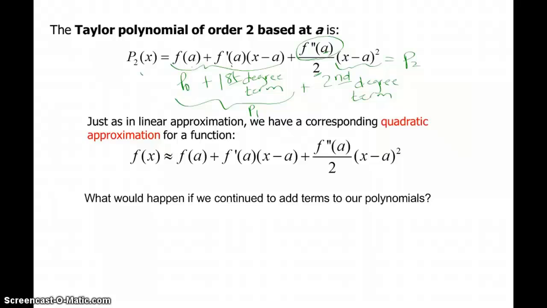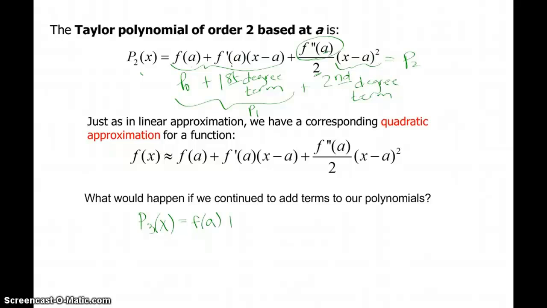So just as in linear approximation, we have a corresponding quadratic approximation. What if we added more terms? What might P sub 3 of x look like? Well, let's follow this pattern. It's going to have P sub 2 in it.